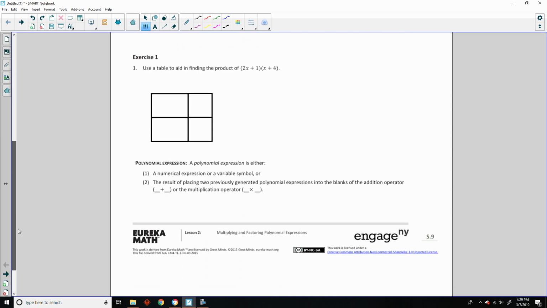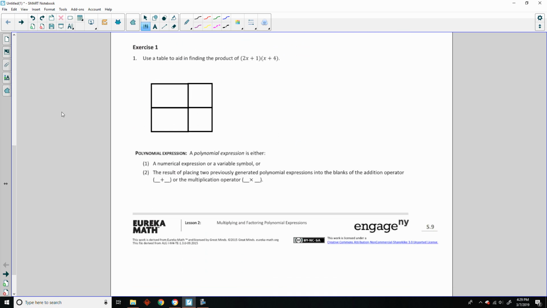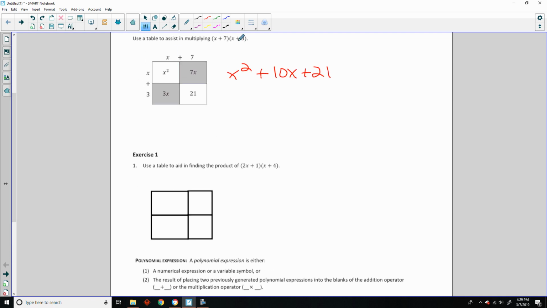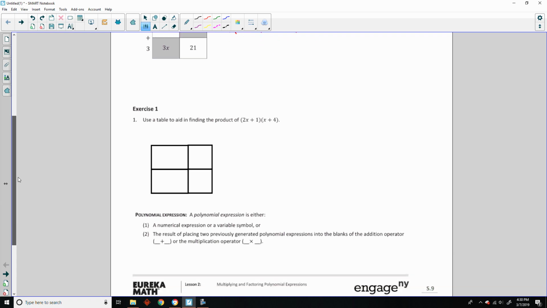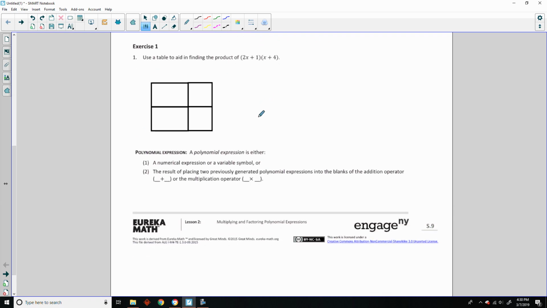So Exercise 1 says to use a table to aid in finding the product of 2x plus 1 and x plus 4. So what I hadn't said was x plus 7 is across the top here, x plus 3 is down the side. So they put the first term across the top and the second term down the side, so we'll do the same here. This is an exercise, so pause the video, see if you did it properly, and then when you come back, we'll check it.